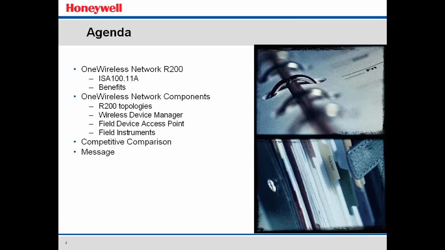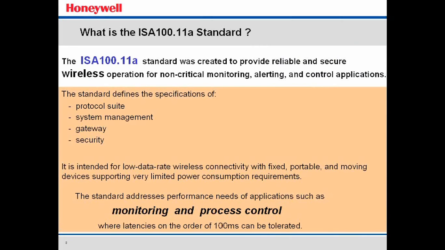It's intended for low data rate wireless connectivity with fixed, portable, and moving devices to support limited power consumption. The idea here on these transmitters is for them to be battery powered. So that was another key to creating the standard, is creating something that didn't use a lot of batteries, so the batteries could stay alive for much longer. And low data rate touches on the fact that the amount of data being transferred from the process to the DCS isn't a great deal of data. So by allowing for that in the standard, the scalability is much higher as well.